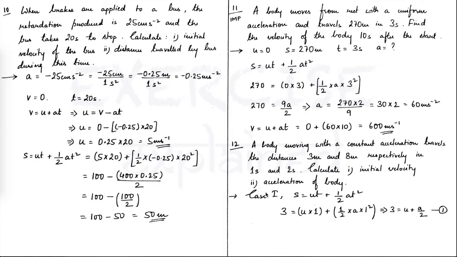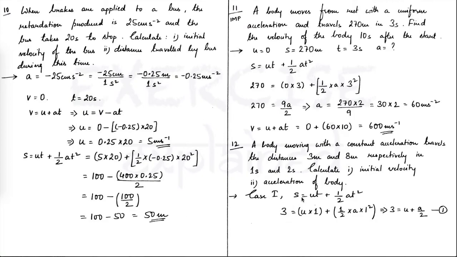So taking case 1, distance will be, S will be equal to 3 meters. U will be equal to U only, because we do not know what is the initial velocity. T will be equal to 1 second plus half into A, we do not know, into T square will be 1 square, because for the first case it is 1 second. So the whole idea behind this problem is, I would be getting two simultaneous linear equations and I would be solving them to get the result.